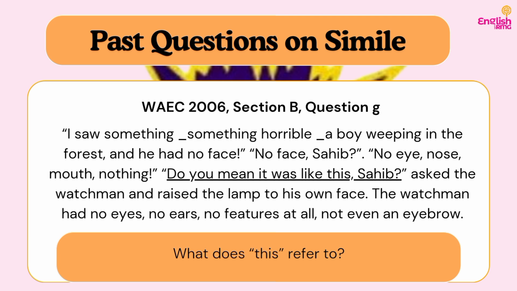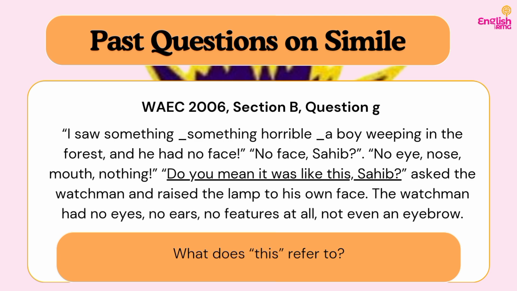Sometimes it can be twisted or tweaked in a way just to ascertain that you really understand what simile is. Do you understand? So this is like you giving us the real meaning. Do you really understand it? So do you mean it was like this? So the question is asking, what does this refer to? That is, what was this in that context? So according to the sentence, we have asked the watchman and raised the lamp to his own face. That means he was comparing what Sahib was describing to his what? To his own face. So this referred to what?